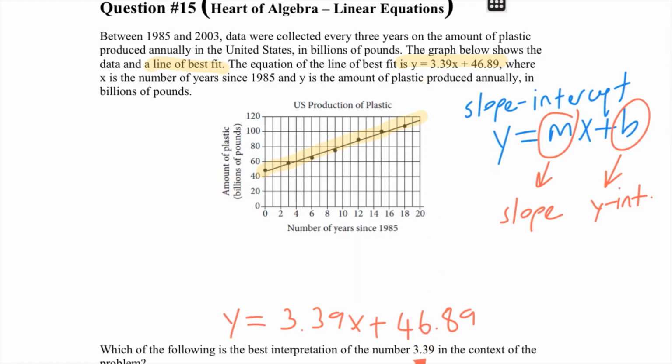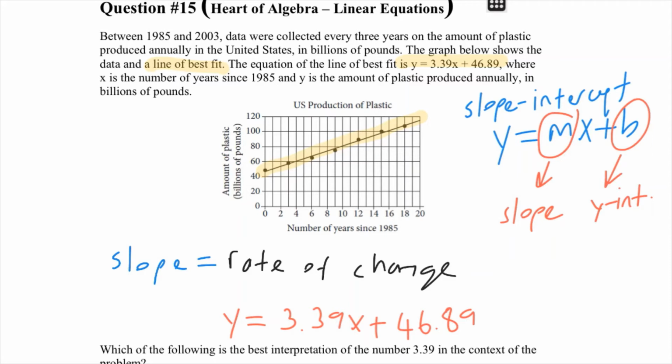This question asks what 3.39 means in the equation. I don't need to check the graph in detail, but I would like to know what 3.39 is. If m is multiplied by x, and it is the slope, the same is true for this equation, because it is also the slope intercept form. 3.39 is the slope. So first of all, what is slope? Another name for slope, as you know, is rate of change. So 3.39 is a rate of change.